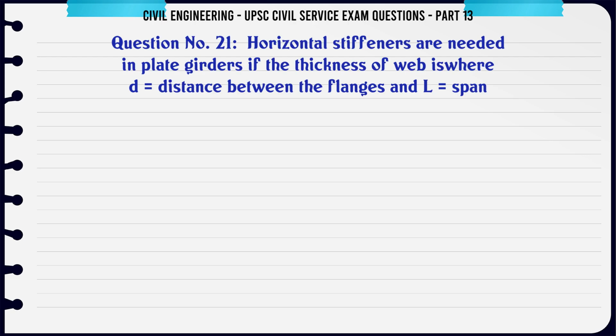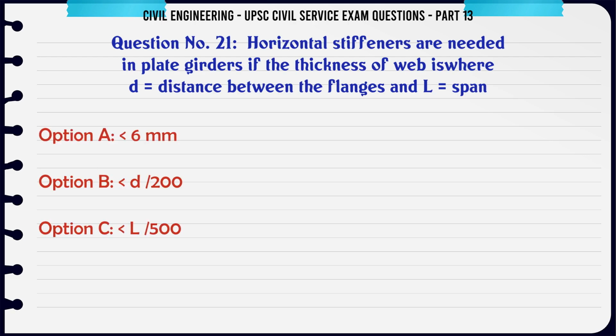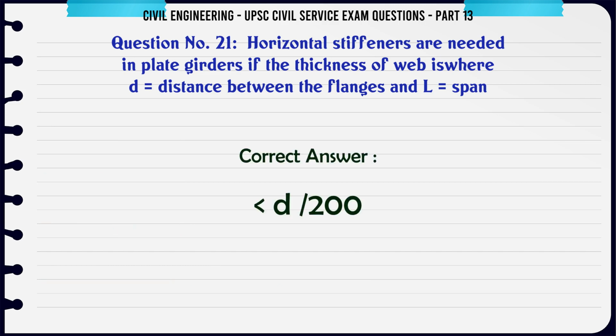Horizontal stiffeners are needed in plate girders if the thickness of web is, where d is the distance between the flanges and L is the span. A. 6 mm, B. d/200, C. L/500, D. nearly equal to flange thickness. The correct answer is d/200.